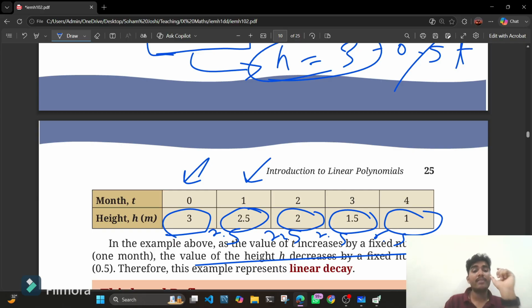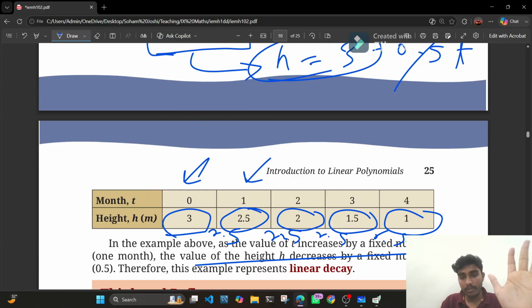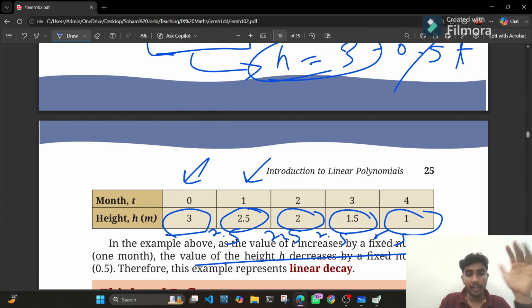So basically my start of the summer, that is 0 months. Let's say 0 months now, because we have put the value of t is equal to 0. So at the start of the month, we had 3 meters height of water. Then at the end of the summer season, after 4 months, we are left with only 1 meter of height of water. ठीक है.